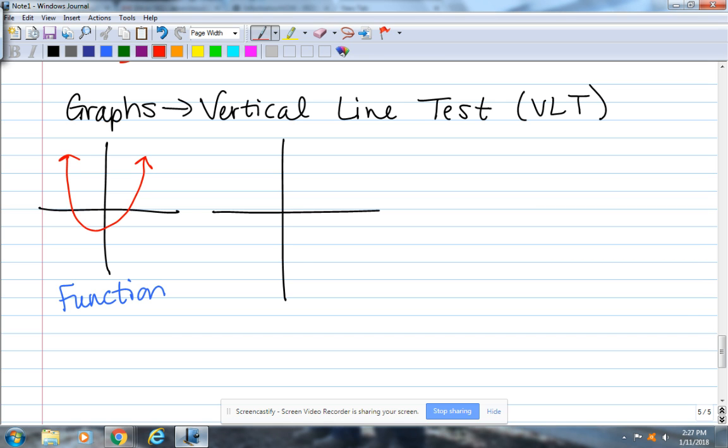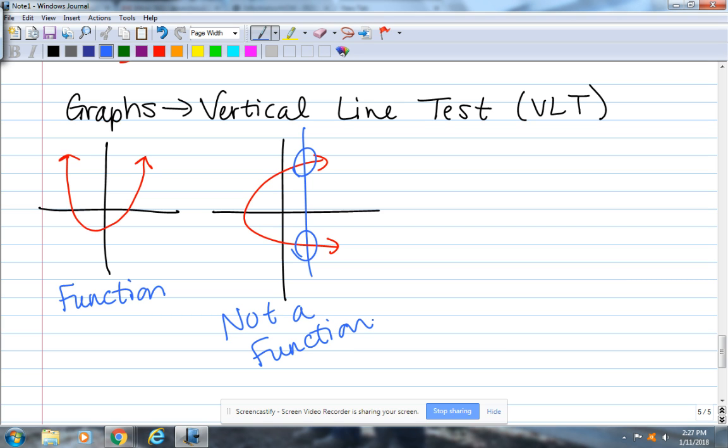So if I take that parabola and I turn it on its side, now is it a function? No, why not? Because there's multiple places, and it only has to be one place. There's a lot of places where if I drop a vertical line, it's touching in two places. So that makes sense. Are we good with that?